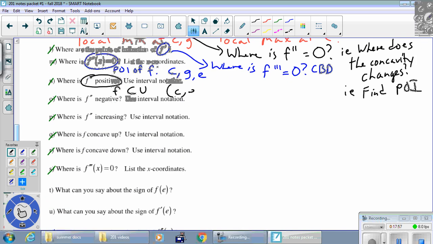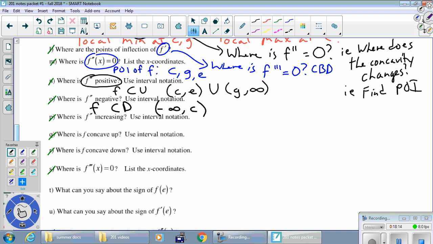C to E, and then G to infinity. Again, feel free to use close brackets on all of those, but not the infinity ever. F double prime negative really means f is concave down, which happens from minus infinity to C. You can take a look at the picture, union E to G.